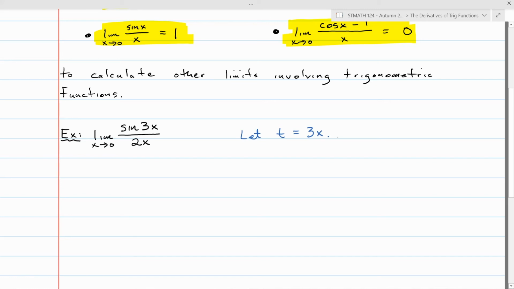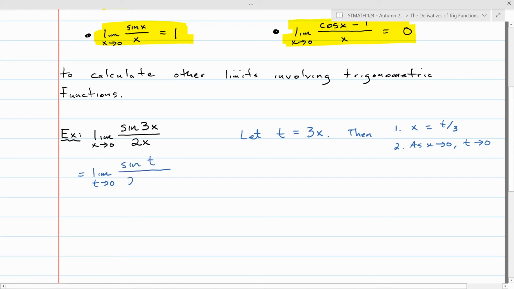But if I do that, I want to observe 2 things. One, x would be equal to t over 3, and 2, as x goes to 0, so does t. t would go to 0 because t is just 3 times x. And so 3 times something that's very small is also very small. So with those observations in place, I can write this next thing as the limit as t goes to 0. And then instead of sine of 3x, I've got sine of t. And then I've got that 2. And then in place of x, I can put t over 3.